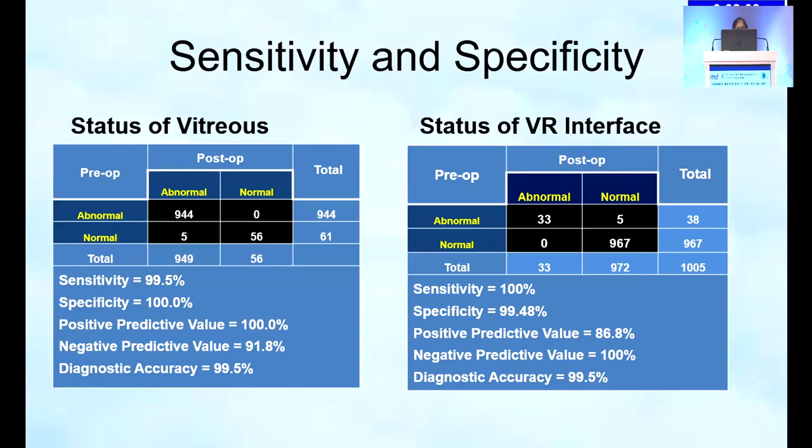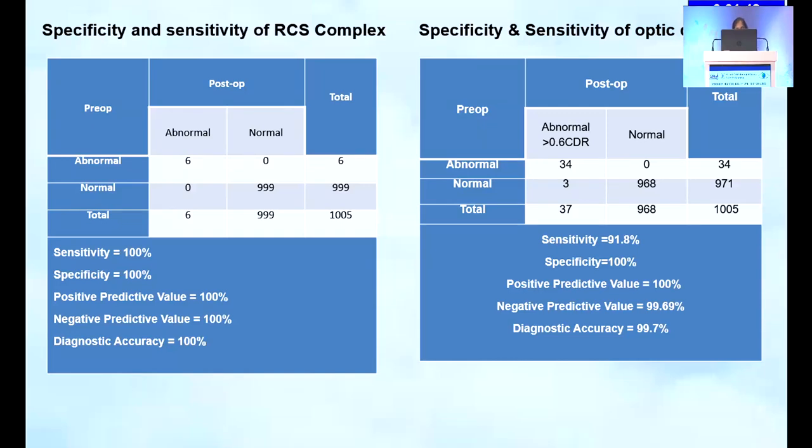Status of vitreous: the sensitivity is 99.5%, specificity is 100%, positive predictive value 100%, negative predictive value 91.8% with diagnostic accuracy 99.5%. Status of VR interface: sensitivity is 100%, specificity is 99.48%, positive predictive value 86.8%, negative predictive value 100% with diagnostic accuracy 99.5%. Sensitivity and specificity of RCS complex is 100%. Positive and negative predictive values are 100% with diagnostic accuracy 100%.